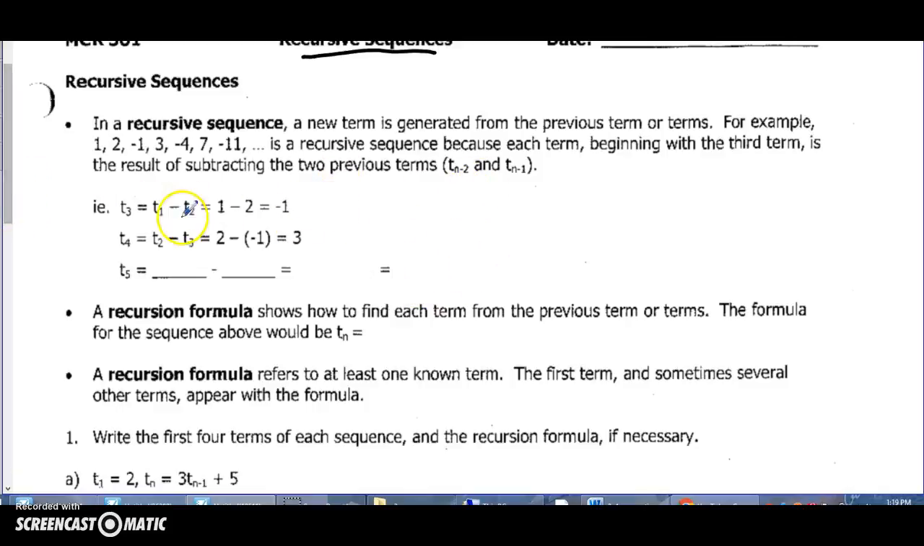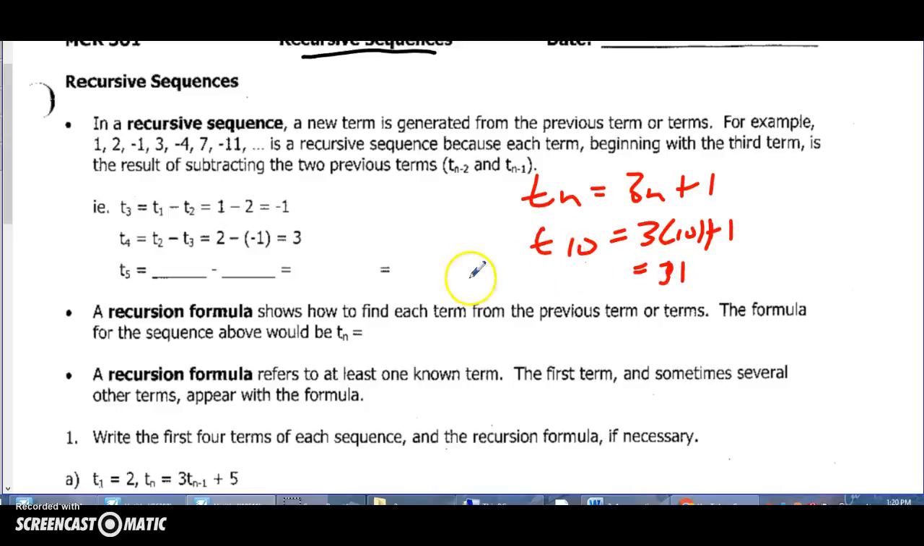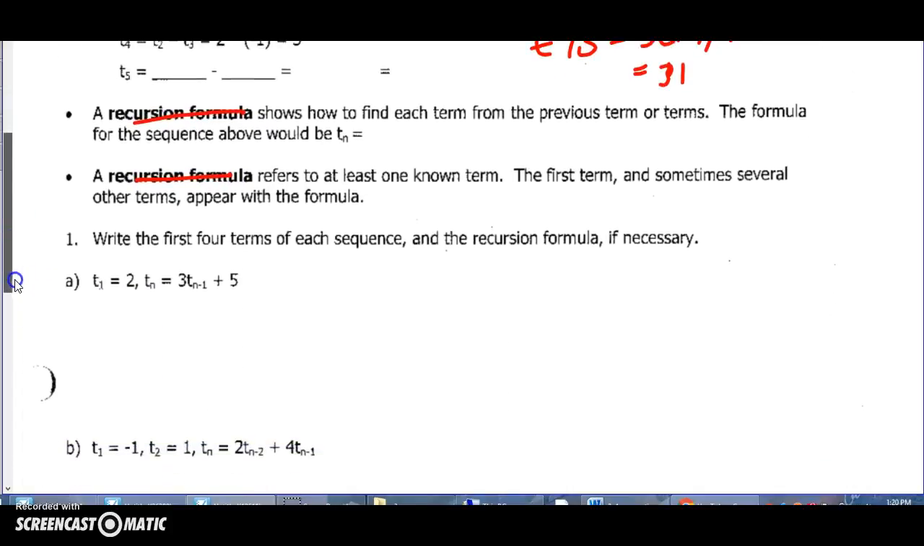So explicit, yesterday, we were looking at things like tn equals 3n plus 1. So you don't need to know the term before it. If I want the 10th term, I slam in a 10 here. 3 times 10 is 30, plus 1 is 31. I don't need to know the first term. I don't need to know anything, but recursive sequences require you to know the term before it.